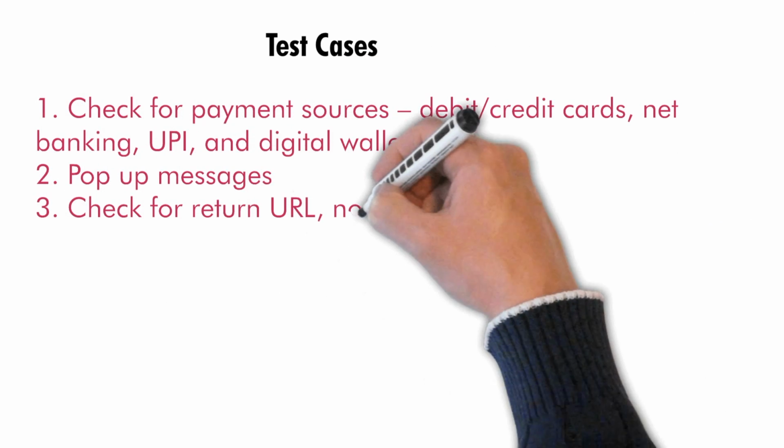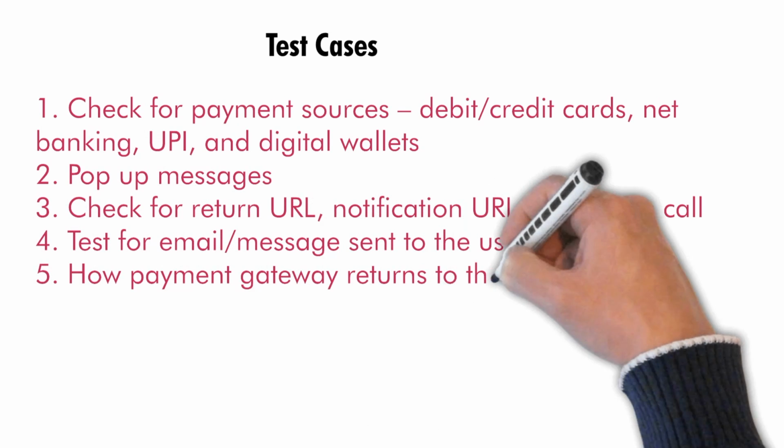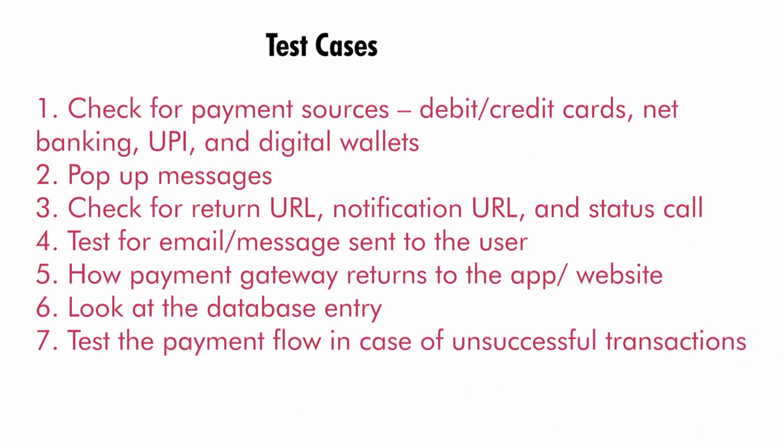Let's see a few test scenarios now. Test the integrated payment gateway by using various payment sources like debit card, credit card, net banking, UPI, digital wallet, etc. Check for the message that pops up on the user screen after each successful transaction. Check for return URL, notification URL, and status call to confirm payment status before marking the payment as successful. Test for email messages sent to the user as a notification for successful payment. Assess if the payment gateway returns to the app or website after every successful and unsuccessful transaction.